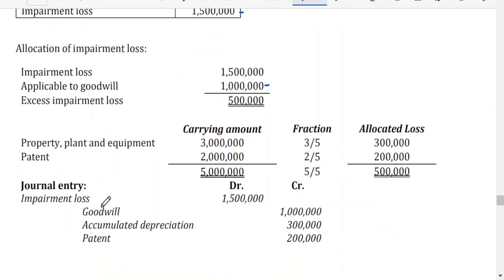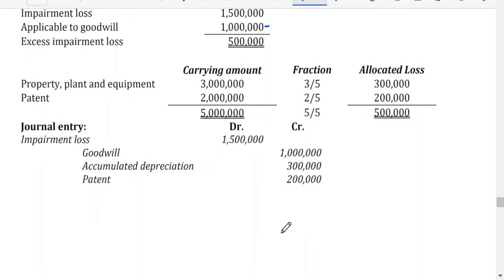So, the entry would be impairment loss, 1,500,000. Credit goodwill. So, the goodwill will be zeroed out. Then, credit accumulated depreciation for the PPE, 300,000. Then, patent, 200,000. Or you can also use accumulated amortization, patent.